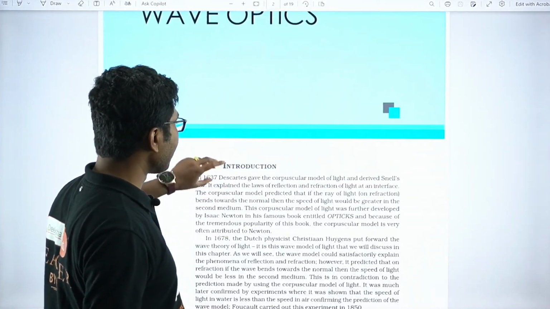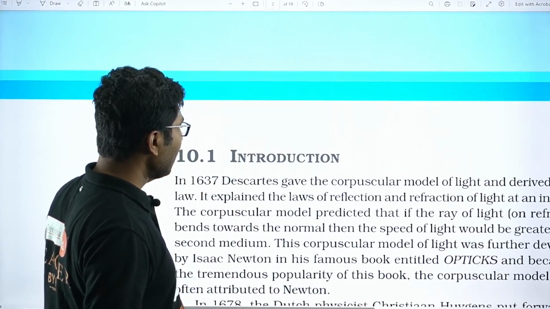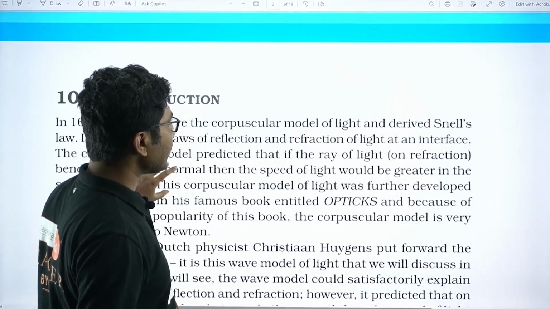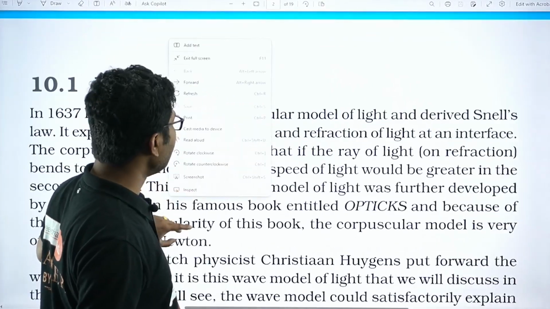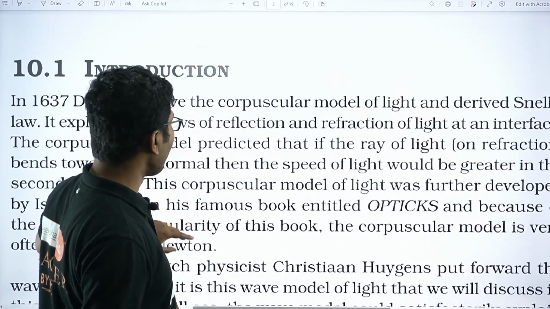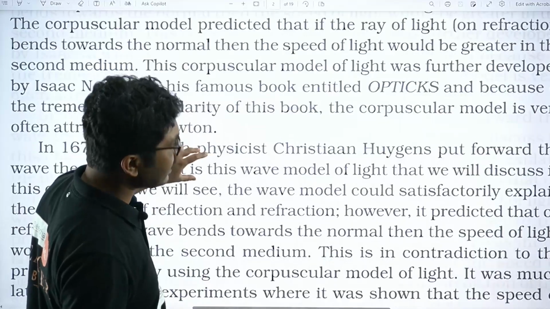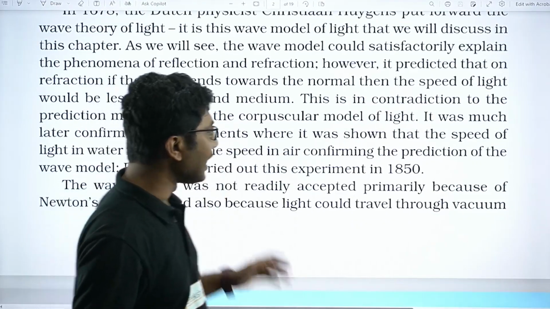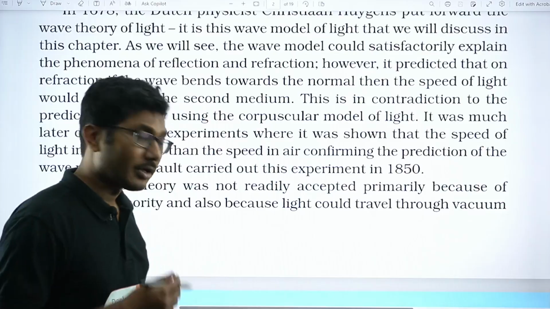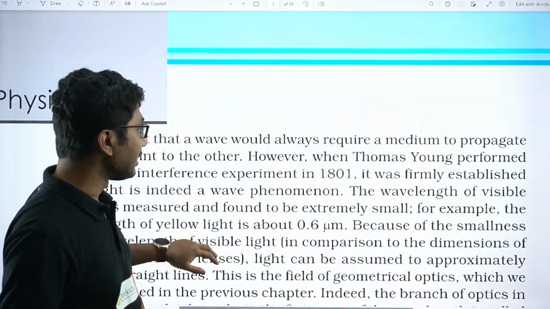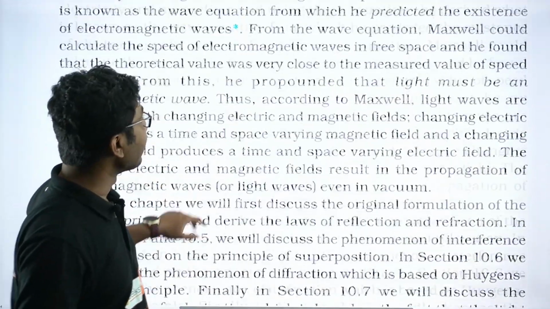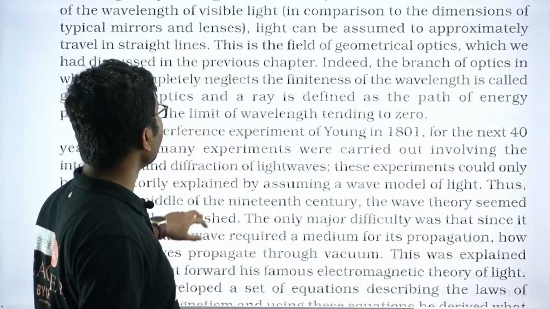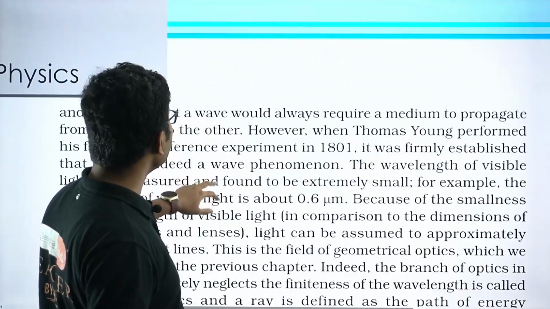Okay, so Wave Optics is an important chapter in terms of concepts. A lot of questions come in the exam, not in the PU board exams, but it is super important for all the competitive exams. This is a favorite chapter for all the competitive question paper setters. Now in the introduction part you can skip most of it. Nothing is important in the introduction part.